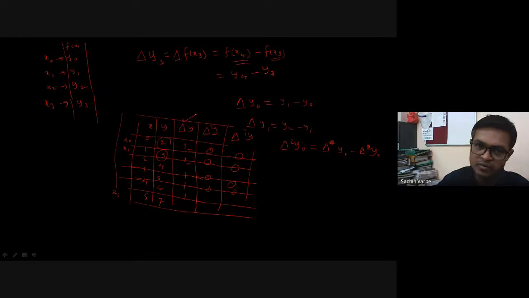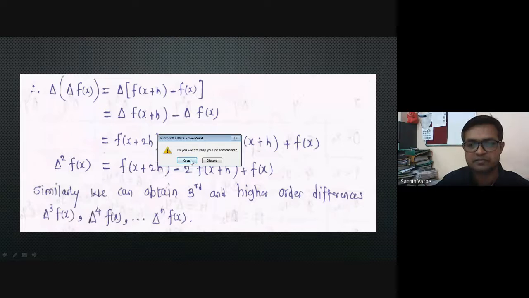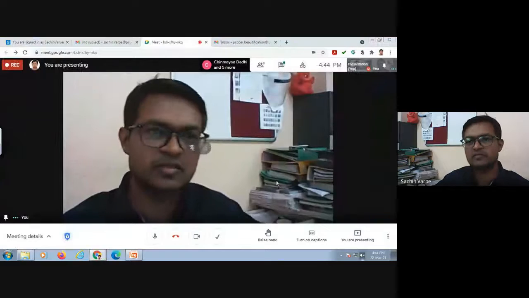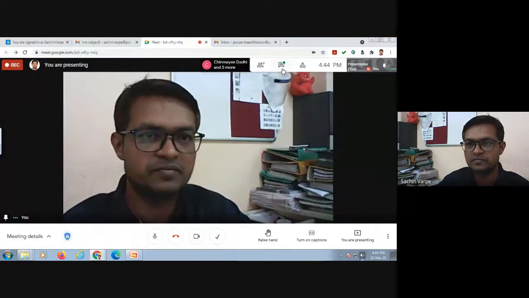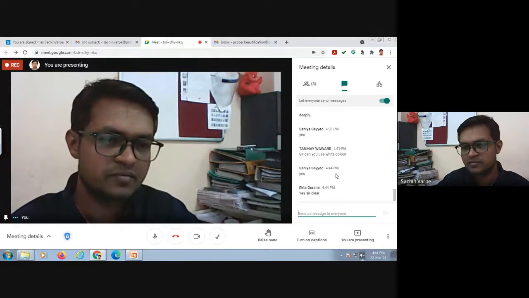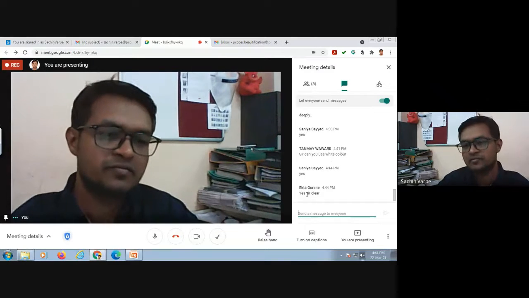As we are preparing a forward difference, that is why it is called a forward difference table, or it can be a backward difference table. Is this clear? Everyone, please reply. Is this clear to everyone? Please write in the chat box if any doubt. Okay, Tanmay, you can use the white color also.